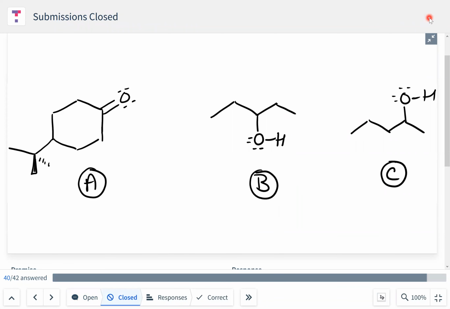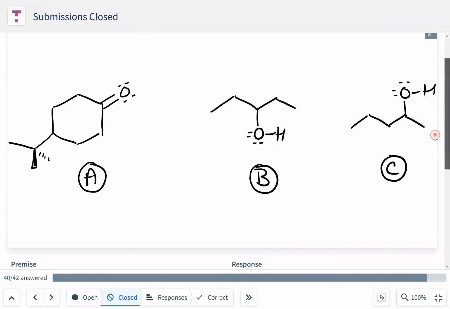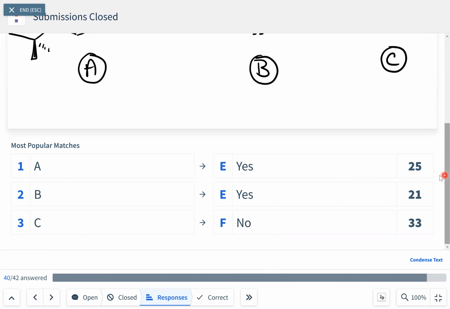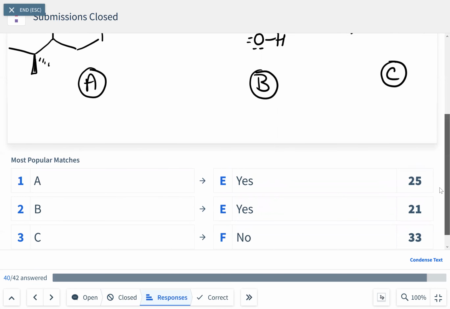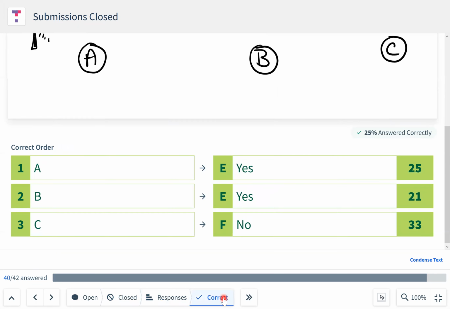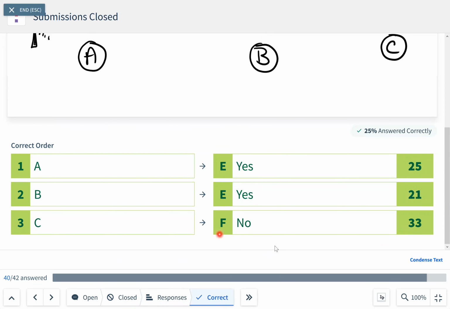Okay, let's see what everybody said here. So molecule A, B, and C, the responses were that A has a plane of symmetry, B has a plane of symmetry, but C does not. And the highest number of totals was with C, and the lowest was with B. Okay, let's show what's correct or not. And all 3 of these are right. So C does not, A and B both do.